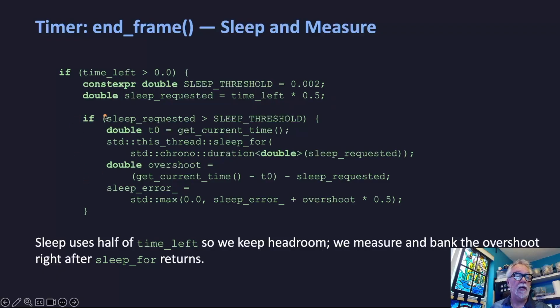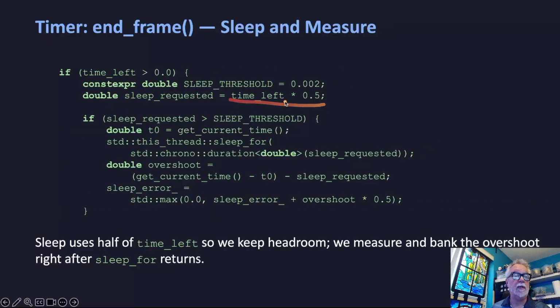So if the sleep requested is greater than the sleep threshold, that means that we have decided that we're going to use the operating system sleep function. We are going to do the following. We're going to get the current time just before we call the sleep. Then we're going to call sleep right here, right? Remember that this sleep requested here is half of the time left, which we calculated up here.